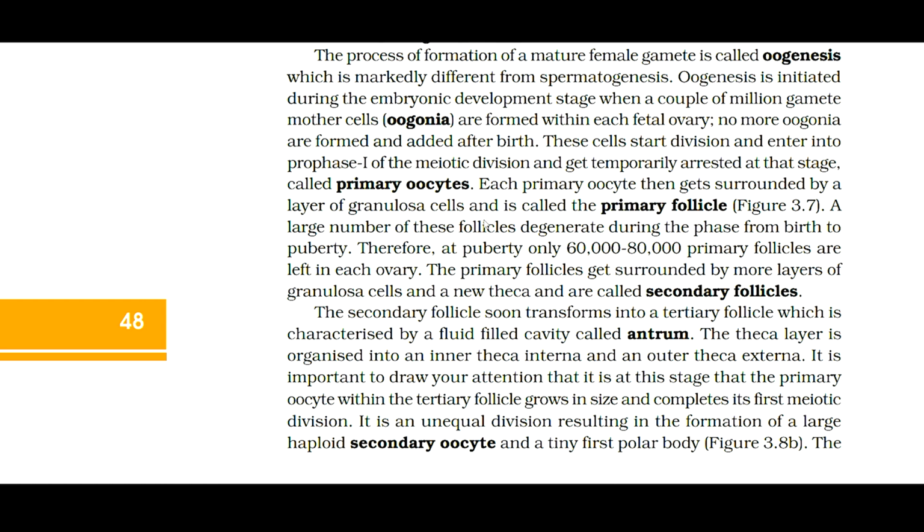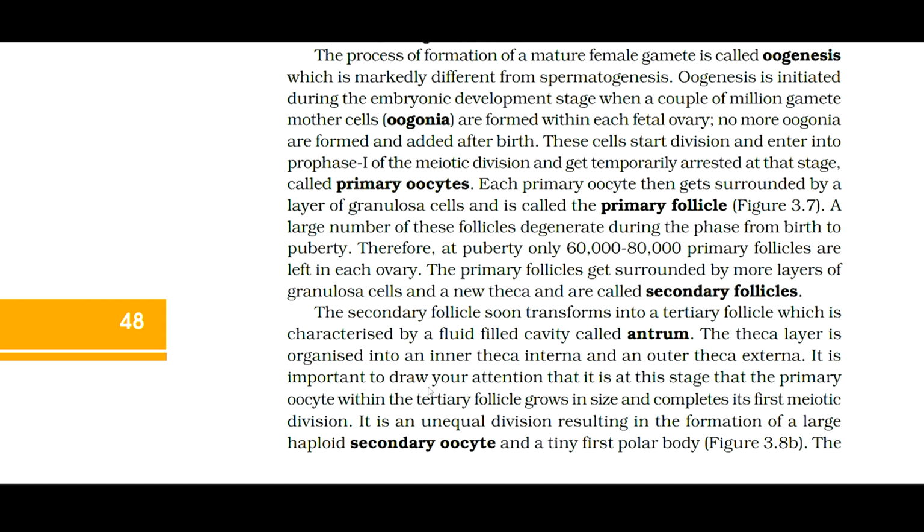A large number of these follicles degenerate during the phase from birth to puberty. Therefore, at puberty, only 60,000 to 80,000 primary follicles are left in each ovary. The primary follicles get surrounded by more layers of granulosa cells and a new theca and are called secondary follicles. The secondary follicle soon transforms into a tertiary follicle, which is characterized by a fluid-filled cavity called antrum. The theca layer is organized into an inner theca interna and an outer theca externa.